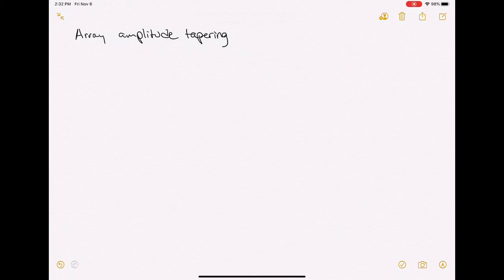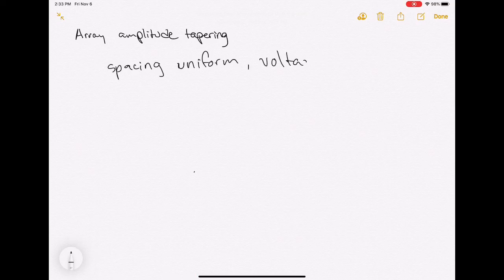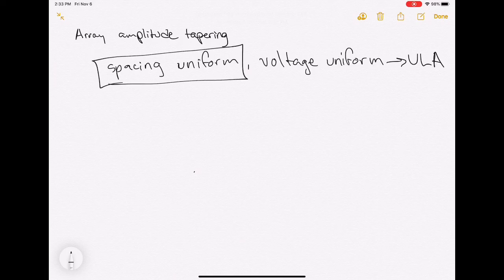We've talked about uniform linear arrays, which are arrays where the spacing is uniform and the amplitude of the voltage on each element is also uniform. What about a situation where we have uniform spacing still, but we don't have a uniform amplitude excitation?